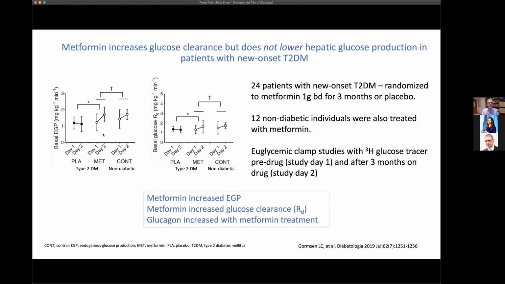So we can see here that this is the liver glucose production, endogenous glucose production. And this is after metformin and before metformin. And what we can see, in contrast to what we're always told about how metformin works, is that metformin is increasing endogenous glucose production, not lowering endogenous glucose production in these patients with type 2 diabetes. It also increases glucose disposal, Rd here. So something is shifting glucose out of the blood, and the liver is probably compensating by producing more, but that's not what we've always been told. We're always told metformin works by lowering glucose production in the liver.